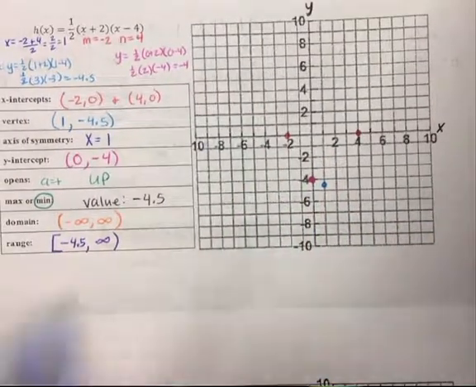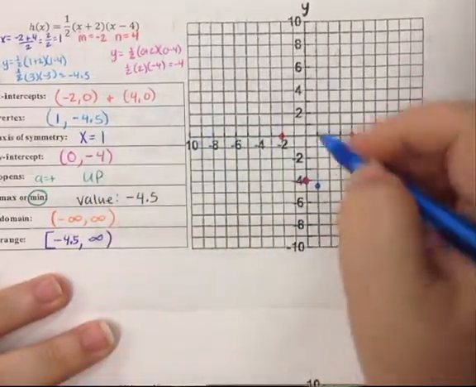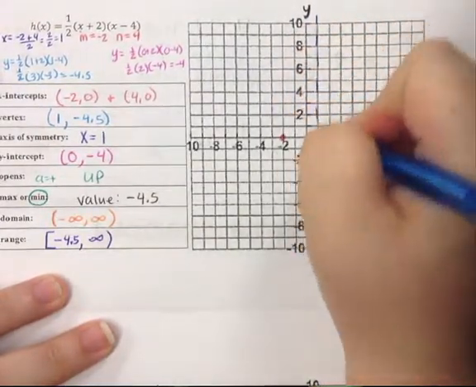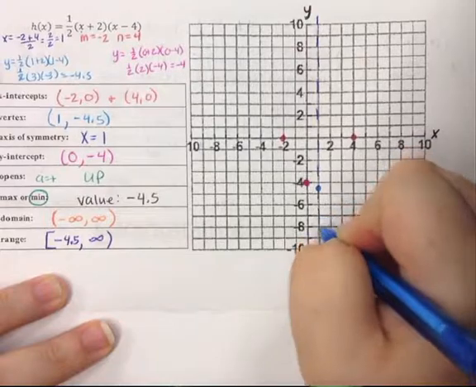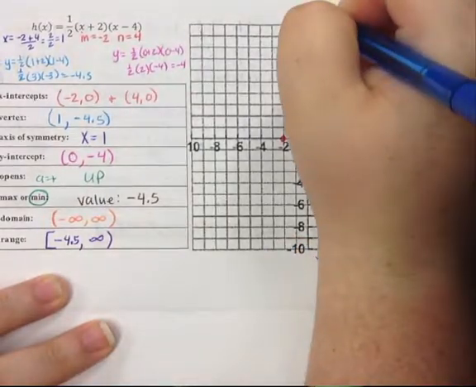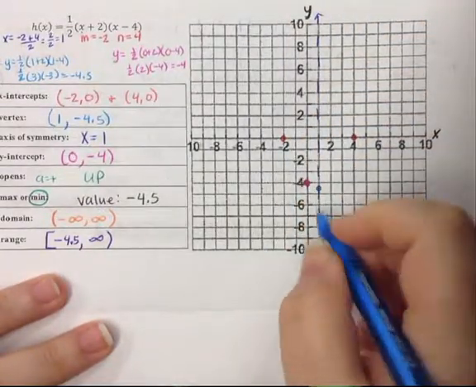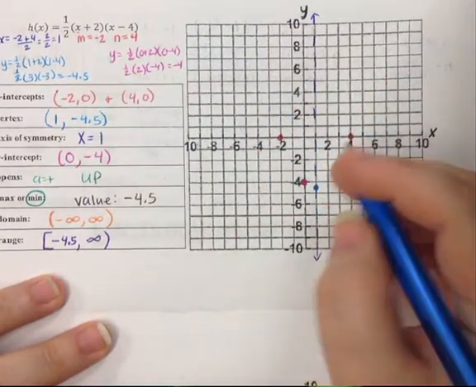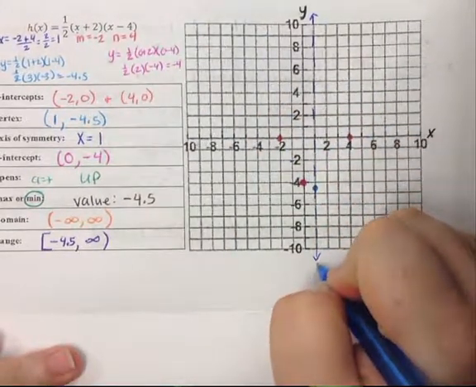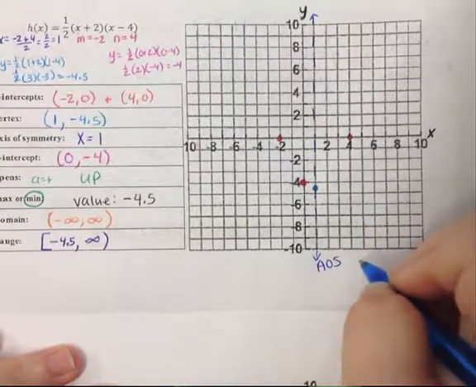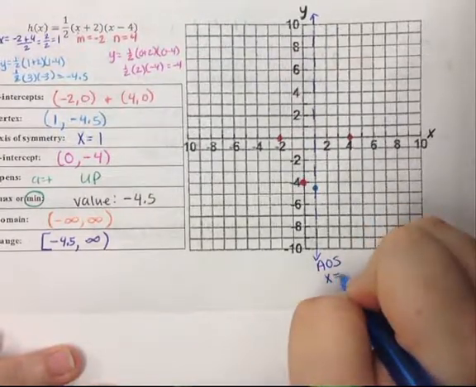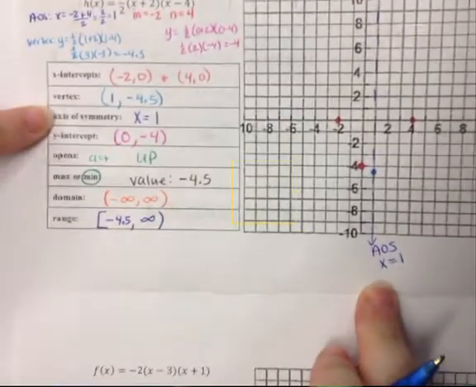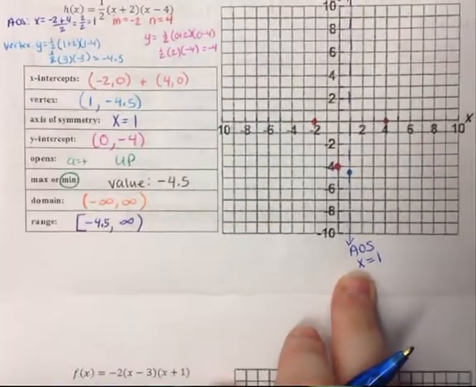So let me draw in our axis of symmetry, which is at x equals 1. So that's that dotted vertical line going through the vertex. Now you must label this, and I generally always label it either on the top or bottom, depending on which way it's opening. Since it's opening up, I'm going to label it on the bottom. You have to label it as AOS, axis of symmetry, x equals, and then that was equal to 1. So whatever was here is the exact same thing you put here.